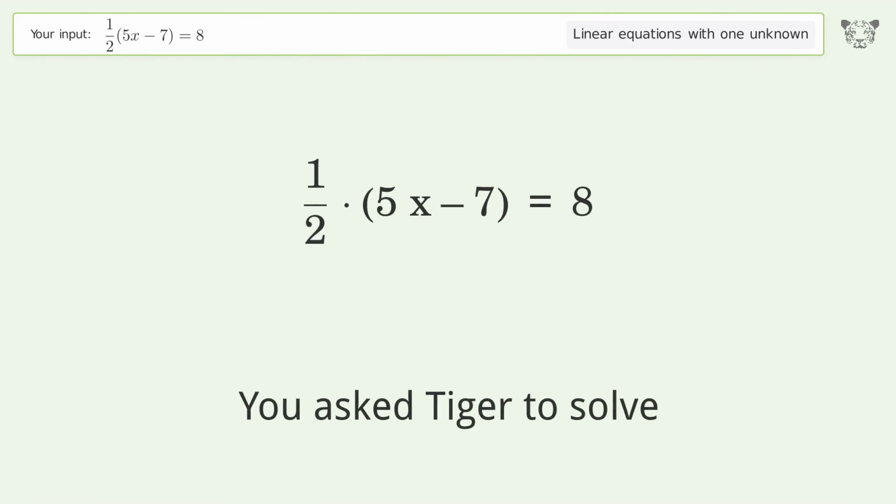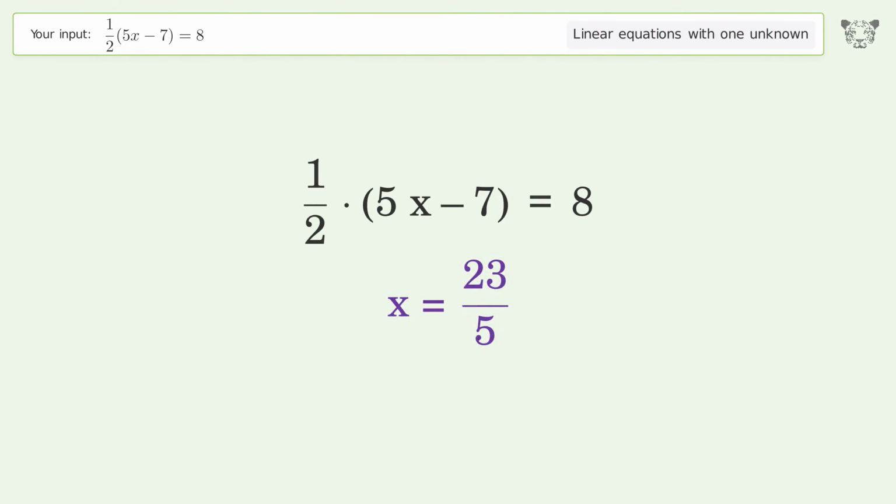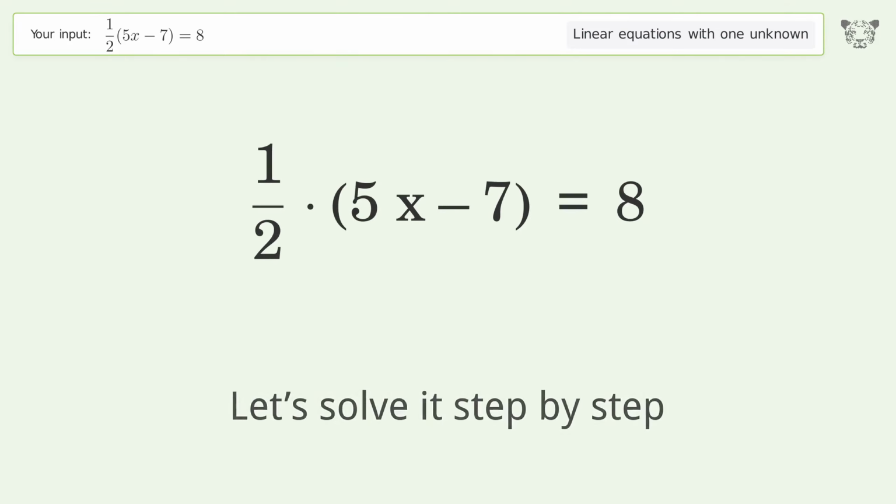You ask Tiger to solve. This deals with linear equations with one unknown. The final result is x equals 23/5. Let's solve it step by step.